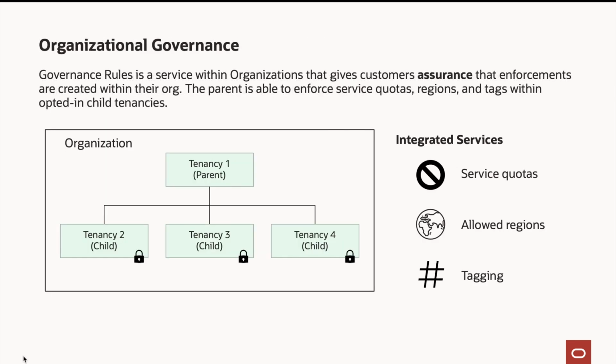As a parent, you can set certain governance services on tenancies within your org. We call this service governance rules, which is a service within organizations. For example, you can limit the services a tenancy can use, or set an allowable list of regions which a tenancy can subscribe. You can also share tags or set tag defaults to ensure consistent and comprehensive tagging. Let's put this into action on the console.